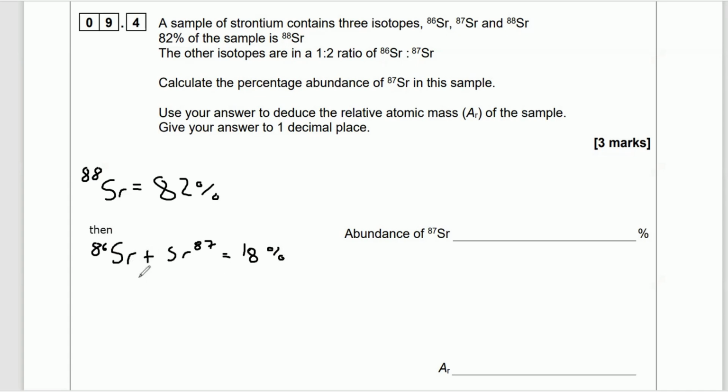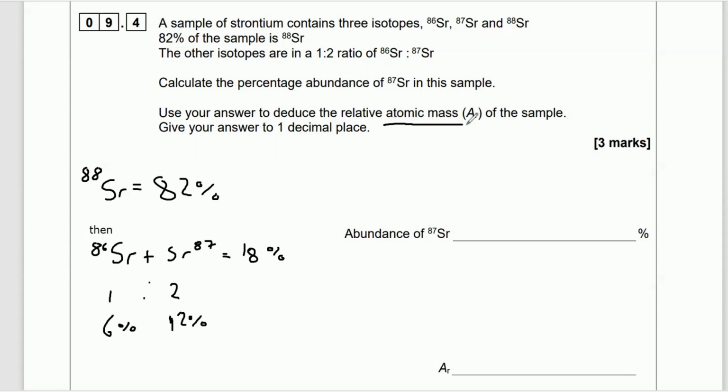So let's divide 18 by 3. You get 6, and divide that up into 1 and 2. So you get 6 and 12. So strontium-86 is 6%, and strontium-87 is 12%. So you got your first mark here because you've worked out the abundance of strontium-87, which is 12%. So we've just scored that first mark. Let's go to the next bit.